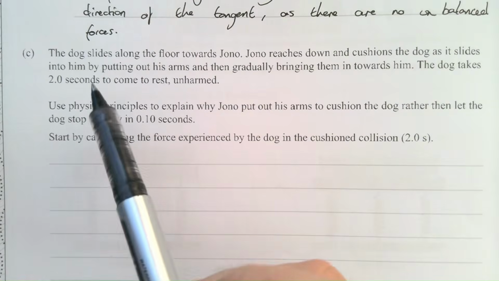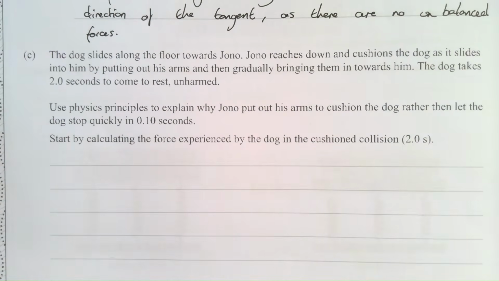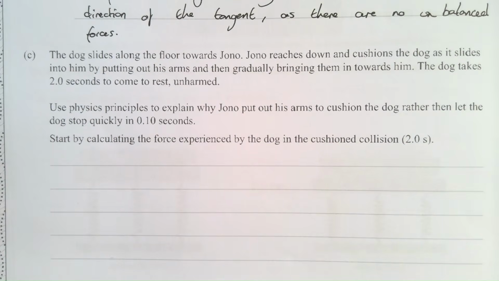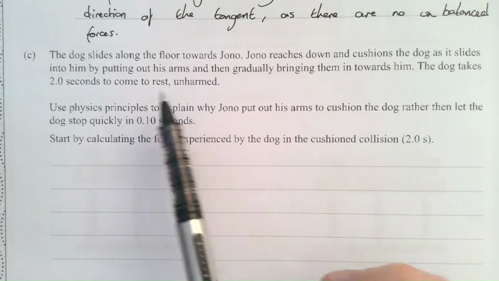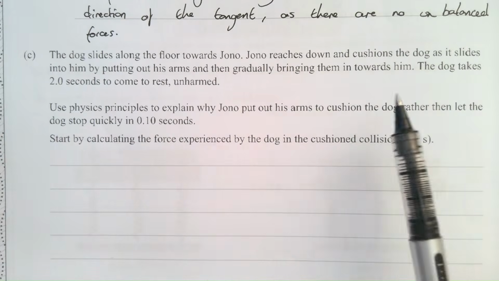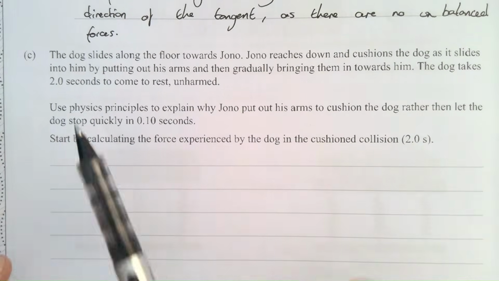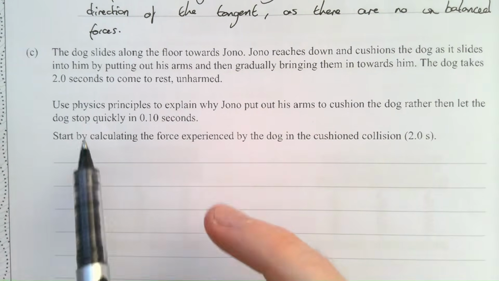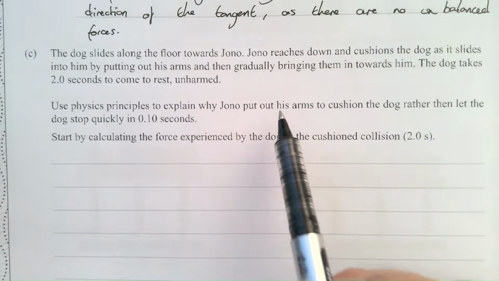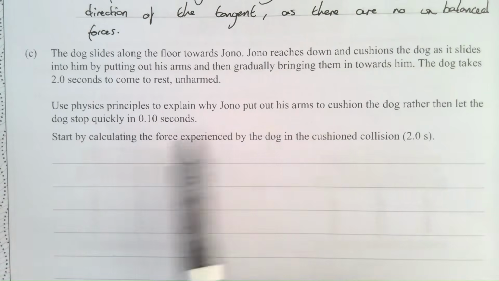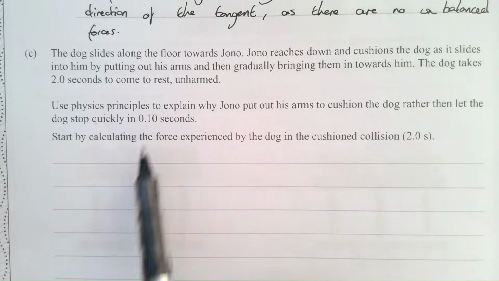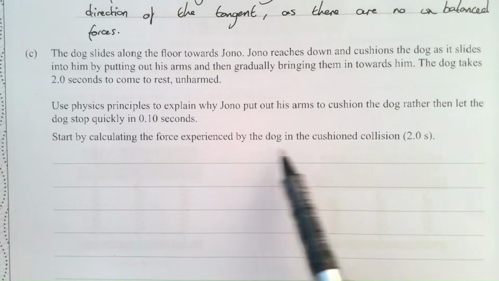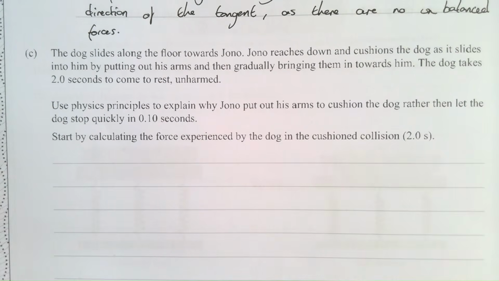Now for part C, what we're going to do is a bit more of a calculation. We are told that the dog slides along the floor towards Jono. Jono reaches down and cushions the dog as it slides into him by putting out his arms and then gradually bringing them in towards him. The dog takes 2 seconds to come to rest unharmed. Use physics principles to explain why Jono put his arms out to cushion the dog rather than let the dog stop quickly in 0.10 seconds. Start by calculating the force experienced by the dog in the cushioned collision.